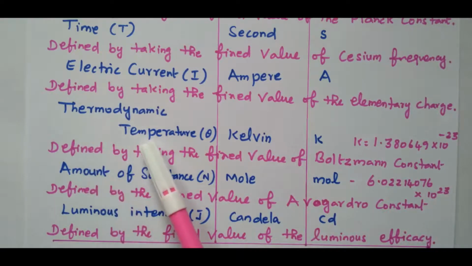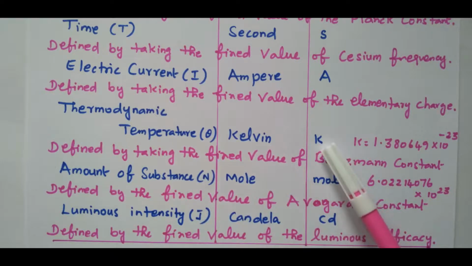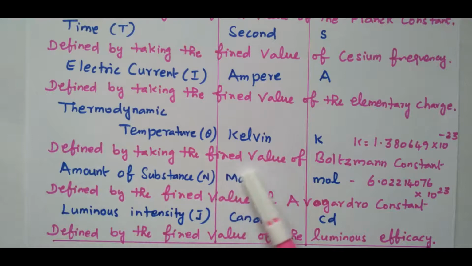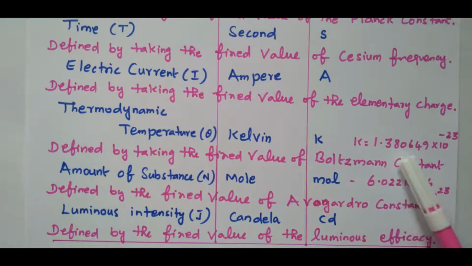Then thermodynamic temperature, theta. The unit is Kelvin, the symbol is K. We know that temperature is measured in Kelvin. Another one, Celsius, is available, but Kelvin is the base. How do we measure this Kelvin? It is defined by taking the fixed value of the Boltzmann constant. This Boltzmann constant will define the temperature, 1 Kelvin. That is k equal to 1.380649 times 10 to the power minus 23. So that will define the Kelvin.